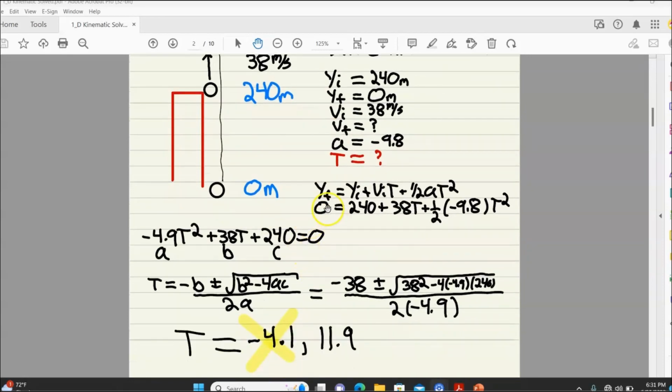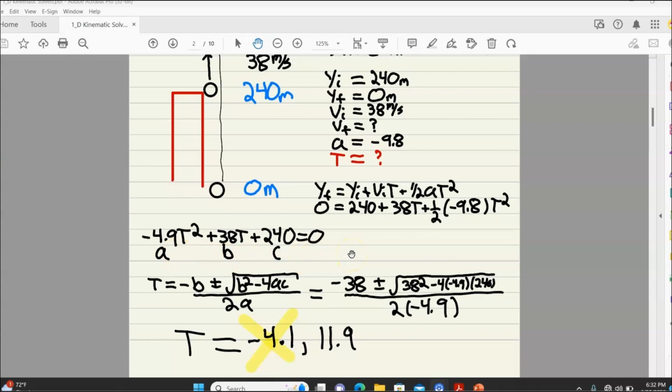So the first kinematic equation is y final equals y initial plus v initial t plus 1/2 at squared. Now let's fill in the information. Y final is 0, y initial is 240 meters, v initial is 38, t is what we're solving for, 1/2 is a number. You replace a with negative 9.8, and then there's t squared. Here I wrote the equation, just putting the t squared term first, the t term second, and then the constant term here. And this is a quadratic equation.